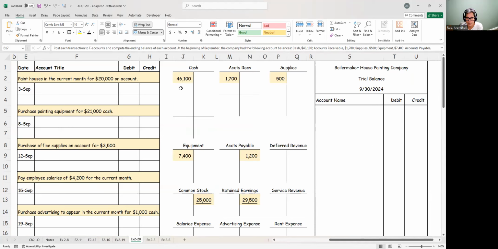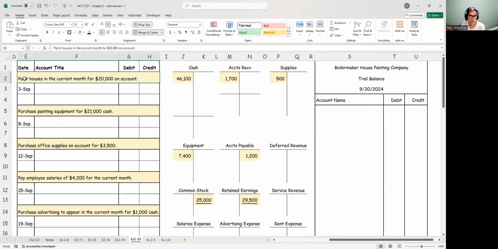the ones that have a balance, I already have entered that balance over here. Those balances are already in our books. So cash, accounts receivable, supplies have debit balances, as does equipment. Accounts payable is a liability, it has a credit balance. Common stock and retained earnings are owner's equity and have credit balances. So each of these has a balance and we have those numbers in. All the others do not have a balance.